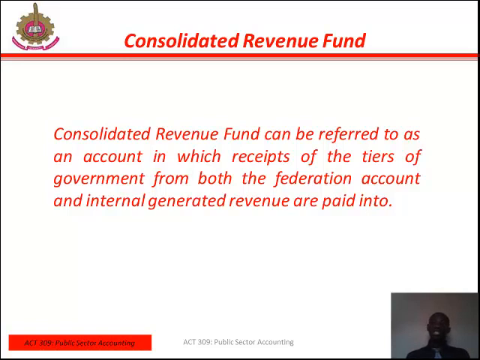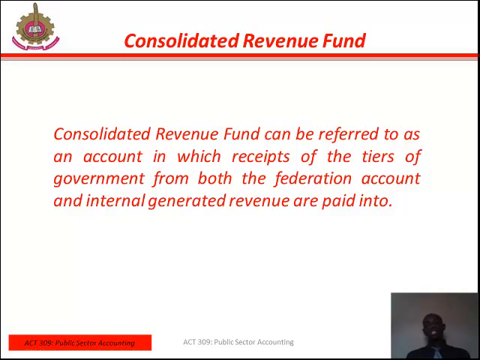Consolidated Revenue Fund was established in accordance with Section 80 of the 1999 Constitution, which stated that all revenues or other monies raised or received by the Federation shall be paid into and form one Consolidated Revenue Fund of the Federation. Consolidated Revenue Fund can be referred to as an account into which receipts of the tiers of government from both the Federation account and internally generated revenue are paid.